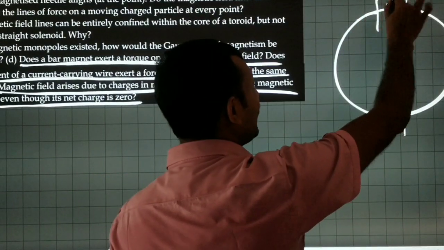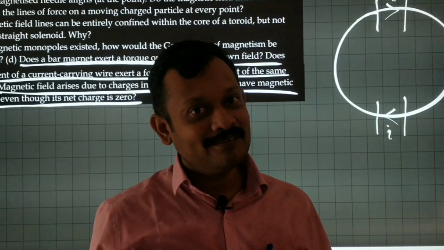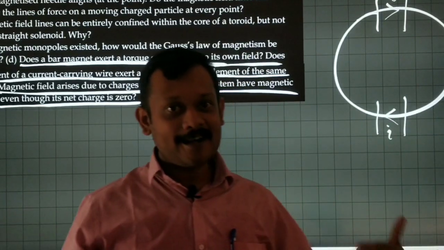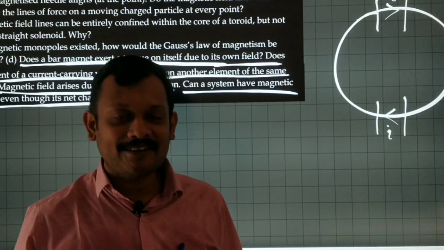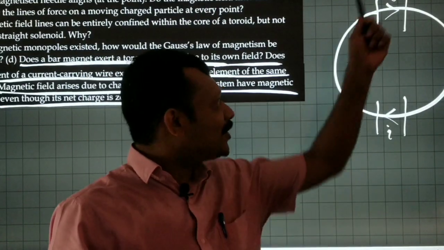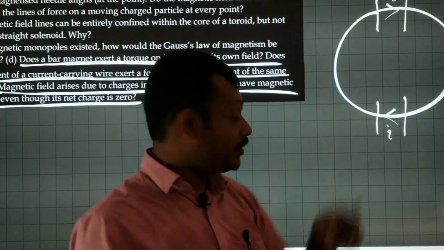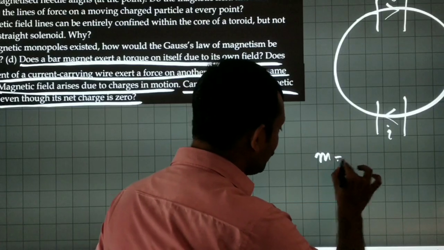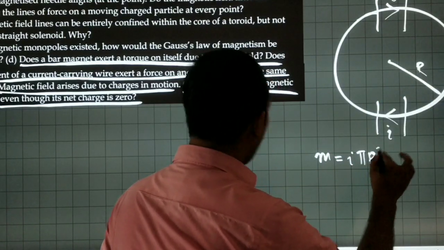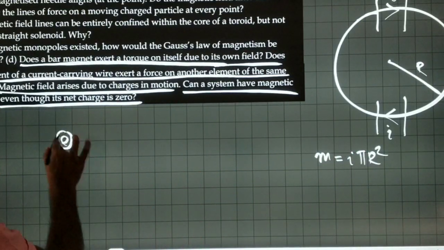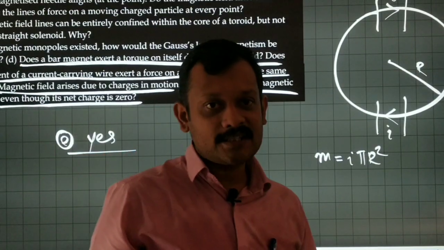It carries a current, although the net charge is equal to 0, because we have learned that a current carrying conductor is electrically neutral. So it can have a magnetic moment. The magnetic moment M is equal to I times pi r square, if the radius of this coil is r. So the answer to the last part is also a big yes.